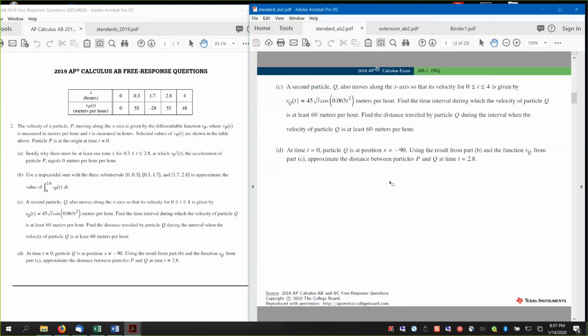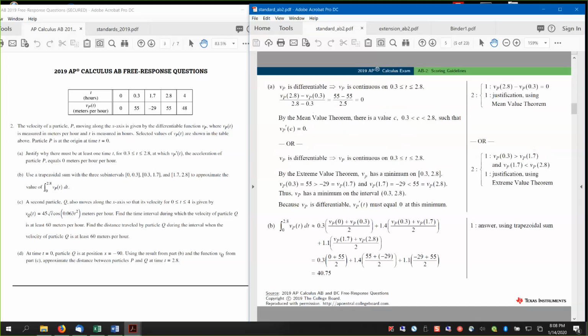In part C, we get a second particle Q introduced, and it moves along the x-axis with velocity given by a new function v sub Q. And we need to find a time interval during which the velocity of this particle is at least 60 meters per hour. And then we need to find the distance traveled by particle Q over this time interval. Holy Toledo. And then in part D, we're given the position of particle Q at time t equals 0. And we need to use the information from part B, so we need to bring in our answer from part B. And we need to use this function v sub Q to approximate the distance between the two particles at time t equals 2.8.